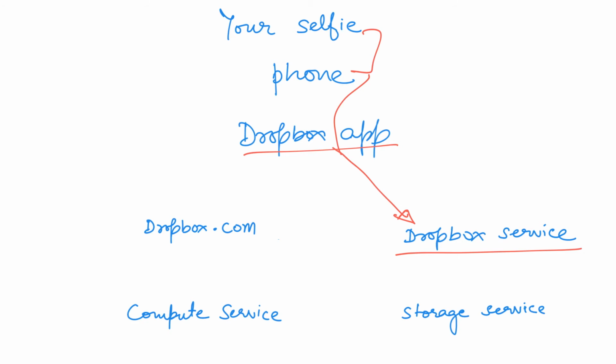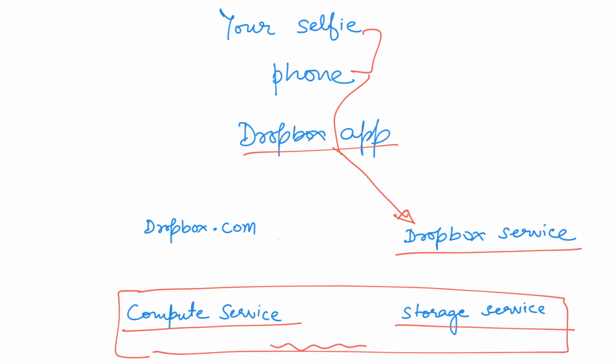This service itself runs on some compute service and some storage service, and by the way, a bunch of other services that are needed to make this entire Dropbox service work correctly, just the way you expect it to work. And then there is this website called Dropbox.com where you can go later on and see your selfie on this site. Or you can also share it with other people, and you can keep it safe right there.